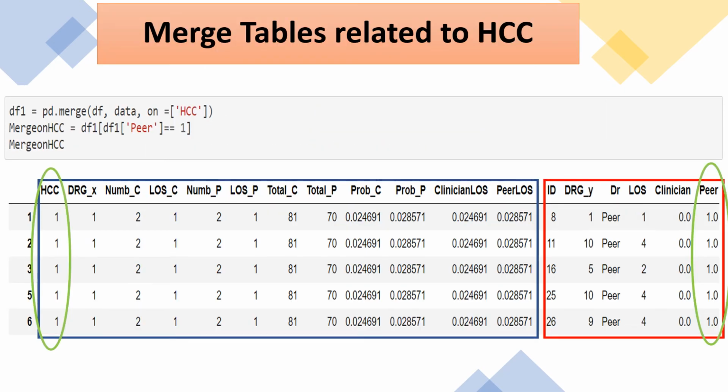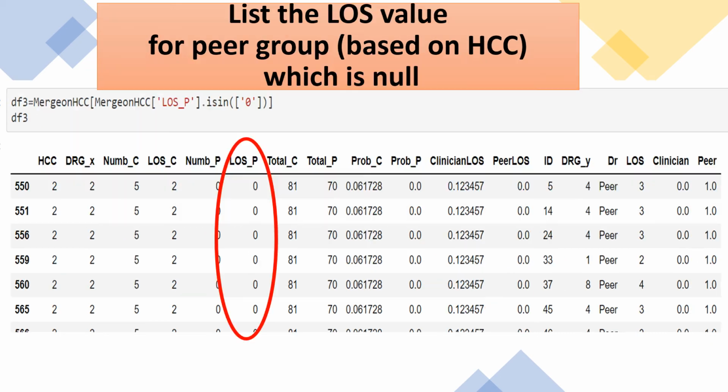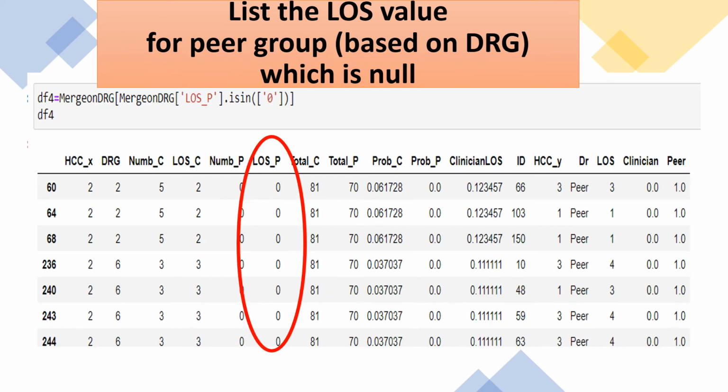Now we wanted to merge the last table which we made in terms of HCC with the original data in which the peer column is equal to 1. Here also we wanted to merge two tables in terms of DRG and peer which is equal to 1. In this slide, we wanted to list the length of stay values for the peer group based on HCC which is null. Here also we wanted to list the length of stay values for the peer group, but here based on DRG which is null.